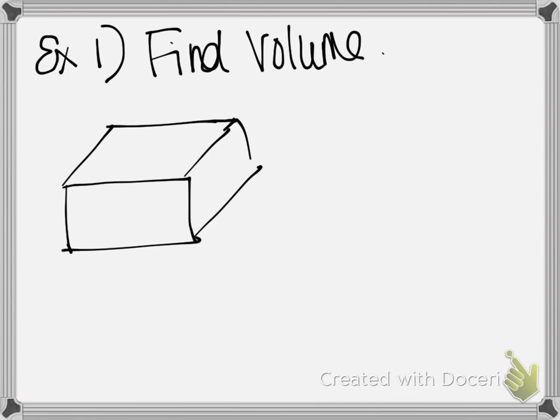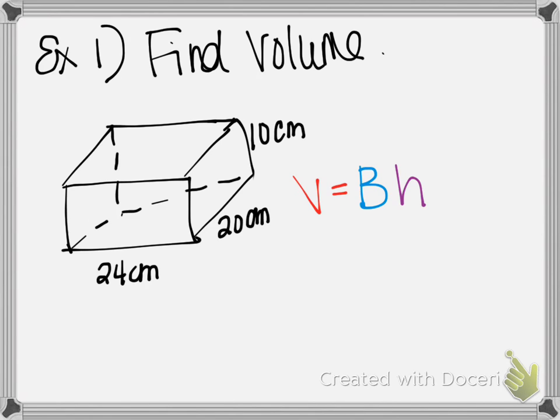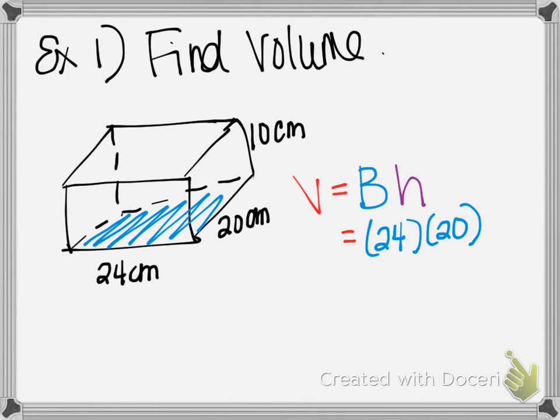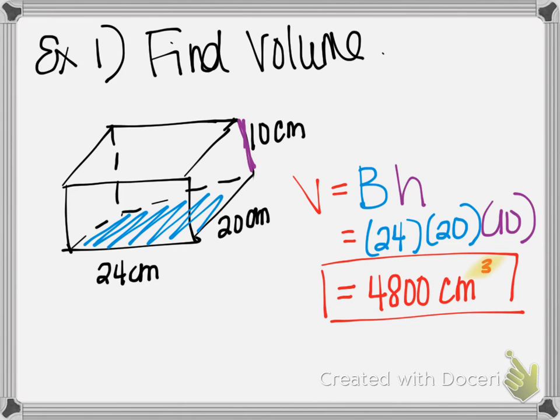So let's do an example using this formula. Let's find the volume of this rectangular prism. So draw this picture and label the dimensions. And remember, I always start with the formula, which is area of the base times height. So I need to decide what is the area of the base. Well, the area of the base is 24 times 20, and the height of the prism, the distance between the bases, is 10. And once I plug that in my calculator, I will get 4,800 centimeters cubed. Make sure you write centimeters cubed, not centimeters squared.